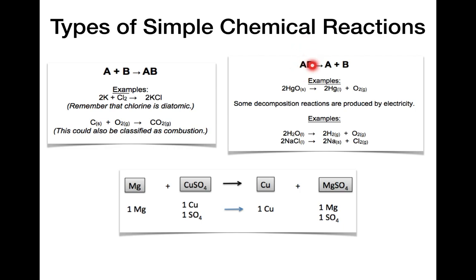Okay, and then here is my decomposition. I'm going to have AB decomposing into A plus B. So I have mercury oxide down to mercury and oxygen. Other examples, I have water down to hydrogen and oxygen gas. I have sodium chloride to sodium and chlorine.